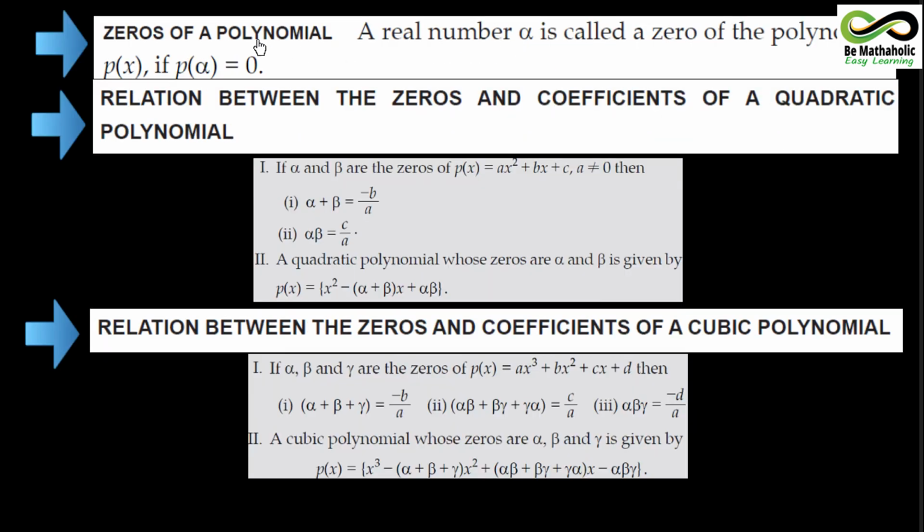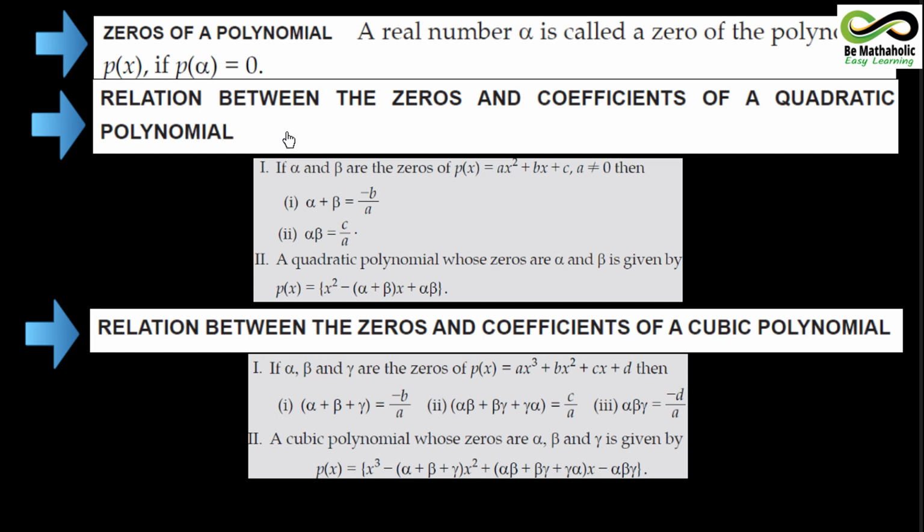Then in this chapter we are going to look at the zeros of a polynomial. A real number alpha is called a zero of the polynomial. You must have studied the factor theorem and the remainder theorem. Any value which makes the value of the entire polynomial 0 is called a zero of the polynomial. We represent the zeros by the Greek letters alpha, beta, gamma and so on, depending upon the number of zeros or the degree a particular polynomial expression has.